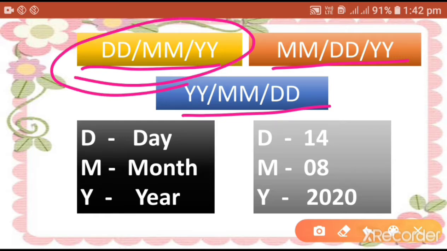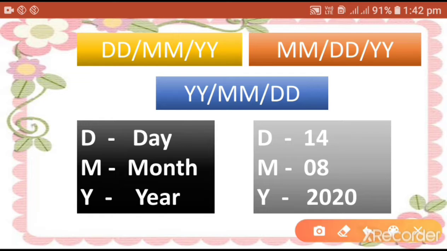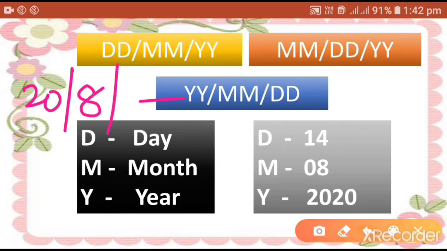When you watch this PPT, it will be 14th 8 2020. Now write the date in other formats such as this. Month is 8, day is 14 and year is 20. Now the next pattern is this: 20 for year, 8 for month and 14 for date.